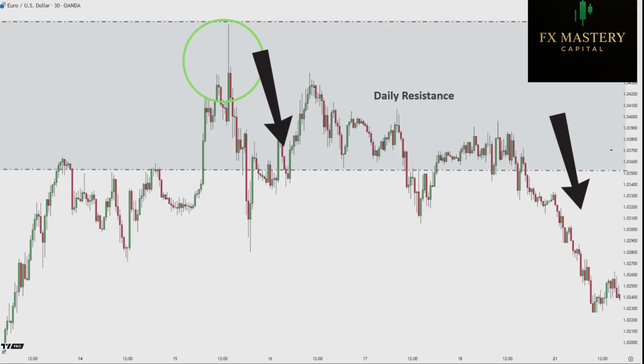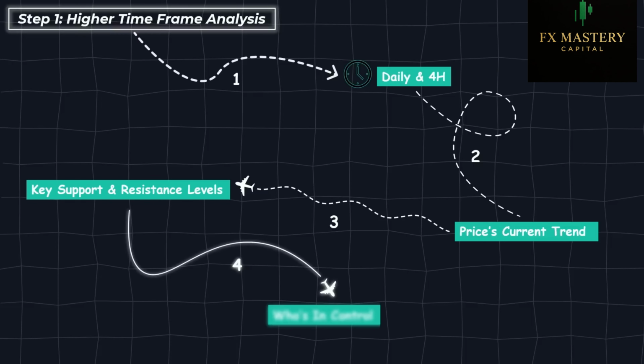Identifying these areas is critical because the market is fractal, meaning patterns repeat across different time frames. A minor reaction or shift on a higher time frame, like the daily or weekly, can lead to a significant change on lower time frames. Before placing any trade, we need to assess how much room we have before reaching a key level on the higher time frame.